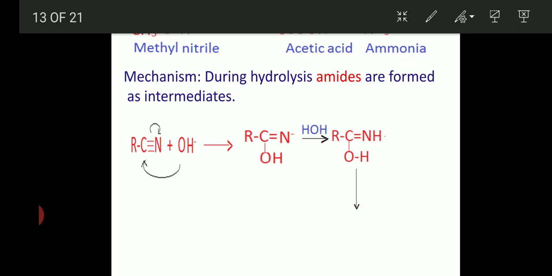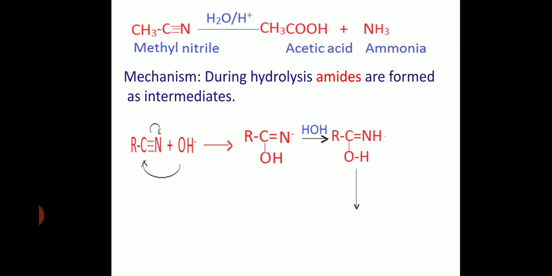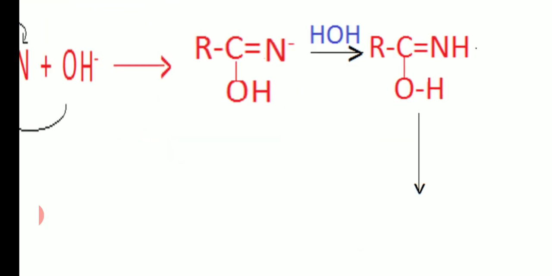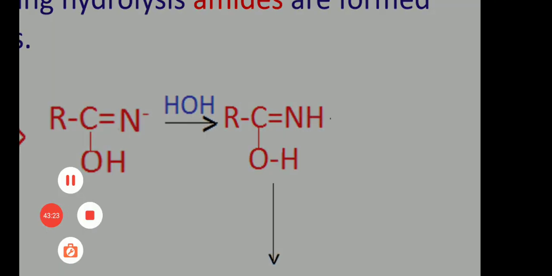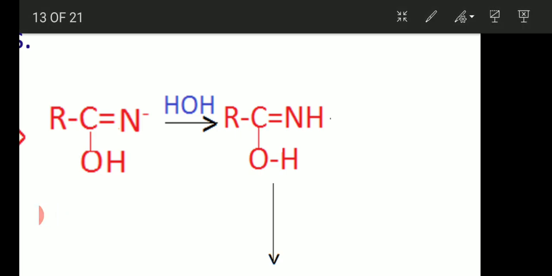Like this. RC≡N, minus OH, adds to H plus of water to form RC=NH and OH. Now this will rearrange like this. How? Now the present compound is RC=NH and O–H. This will rearrange. The double bond NH is called an imine.